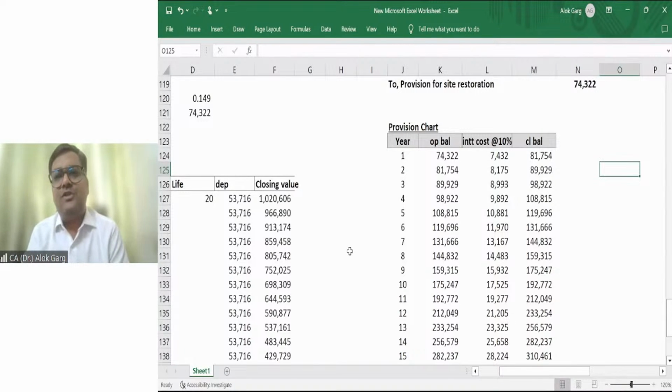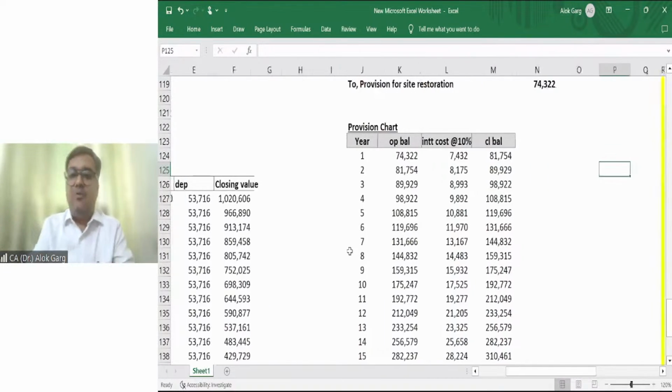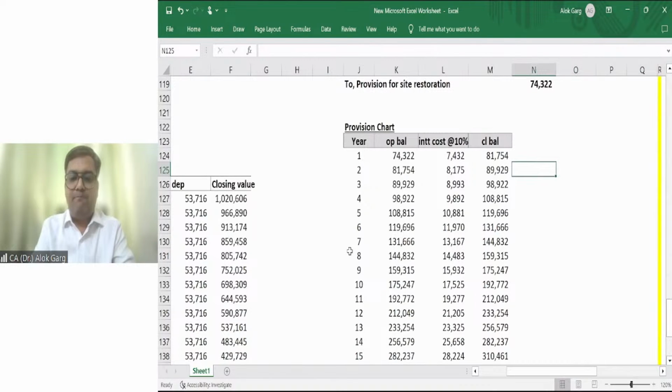Now coming to your question, sir, are we not doing a double recognition in the cost? So we all understand my total cost is 5 lakh rupees. My total cost, let's write here.